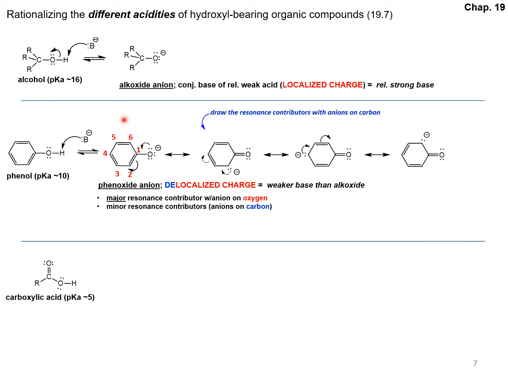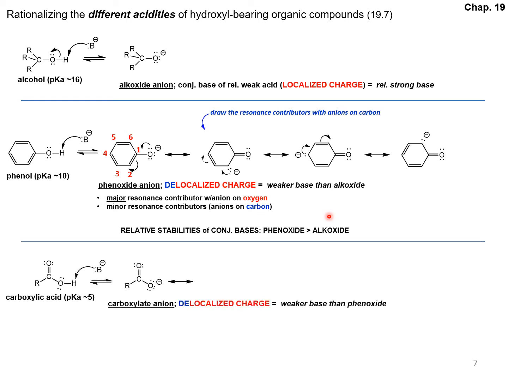and 6. The major resonance contributor is the one that has the minus charge on oxygen, because oxygen is more electronegative than carbon, but the benzene ring is helping out, which means that because this charge is delocalized, it makes this phenoxide anion more stable than the alkoxide anion. Remember, the more you can delocalize a charge, the more stable it is, the easier it is to form.